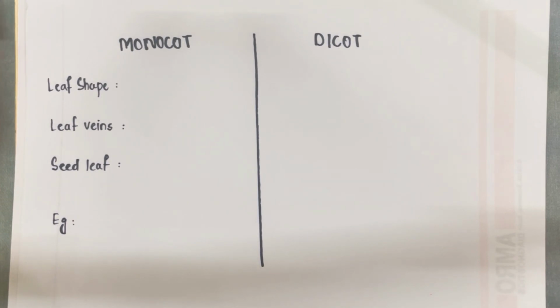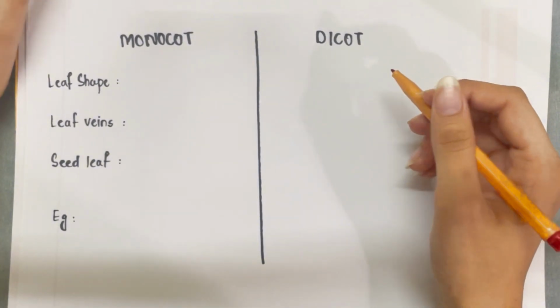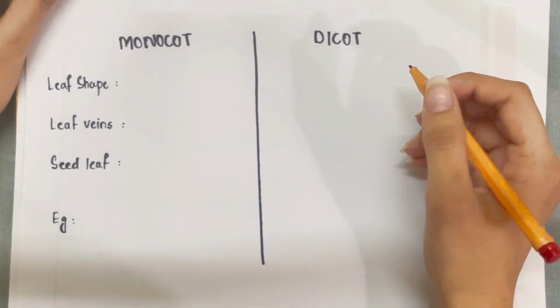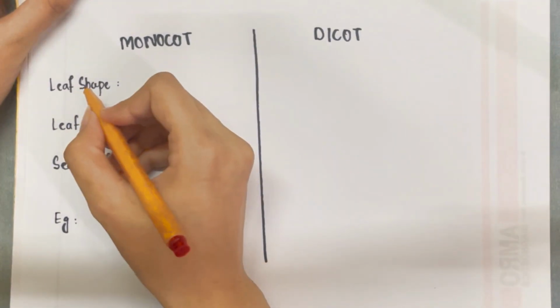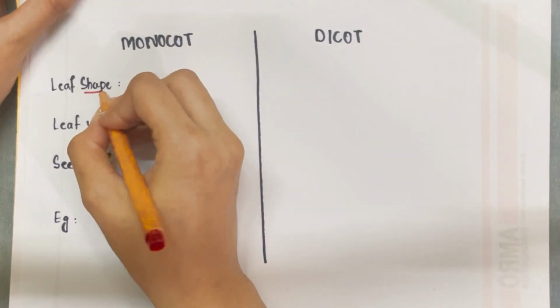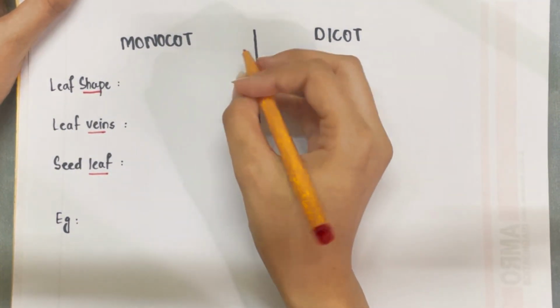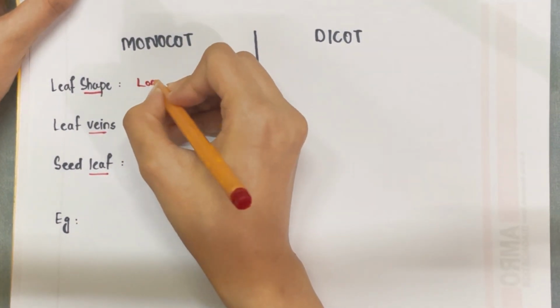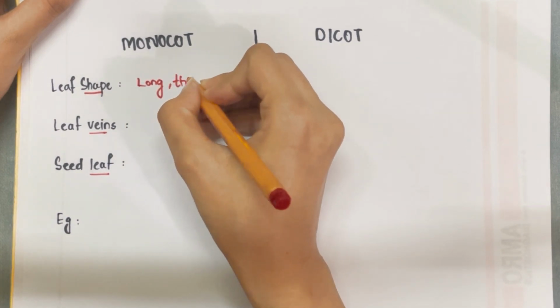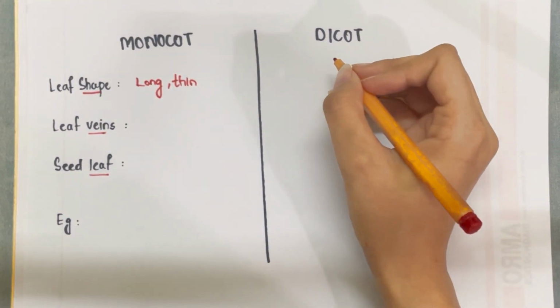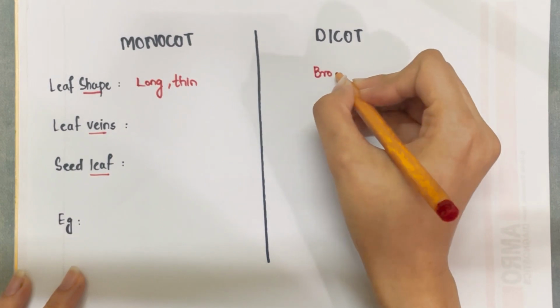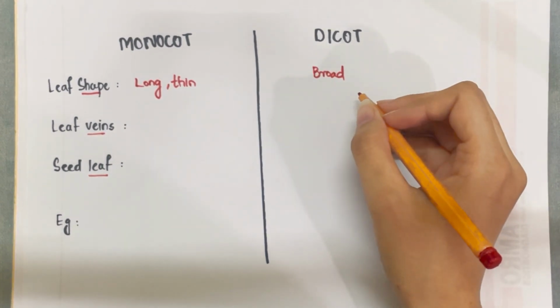Well, before we get into the further details, let's quickly discuss what is the difference between a monocot and a dicot seed. We will be discussing the shape, the number of veins, and the leaf structure. The leaf shape of a monocot is long and thin, while the leaf shape of a dicot is broad.